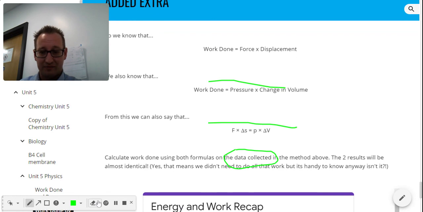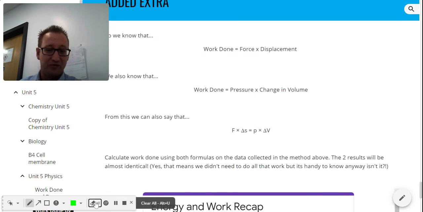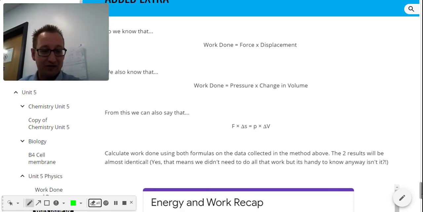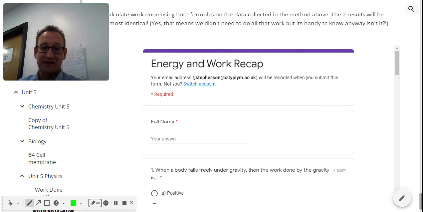Okay. Calculate work done using both formulas on the data collected in the method above, and the two results will be almost identical. What this actually means is we didn't actually need to calculate the pressure and the volume. We could actually have measured the force down on the syringe and the distance that syringe moved each time, and it would have given us the same results. But it's important that we understand where this comes from.